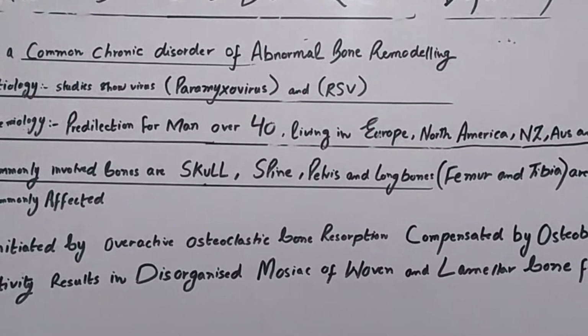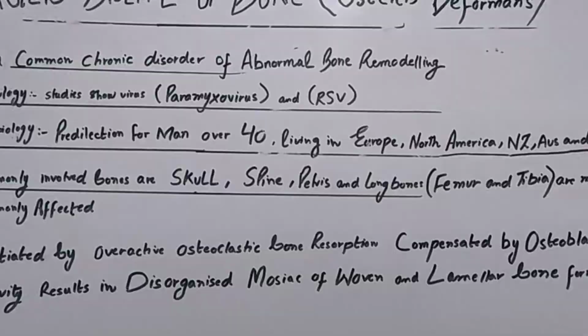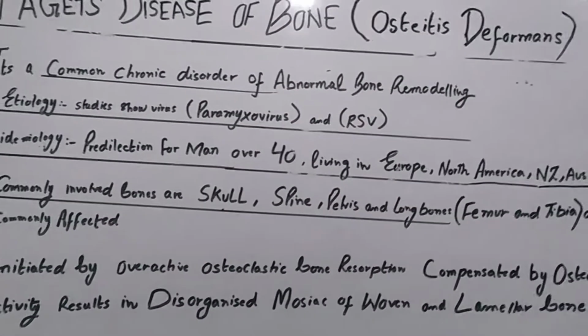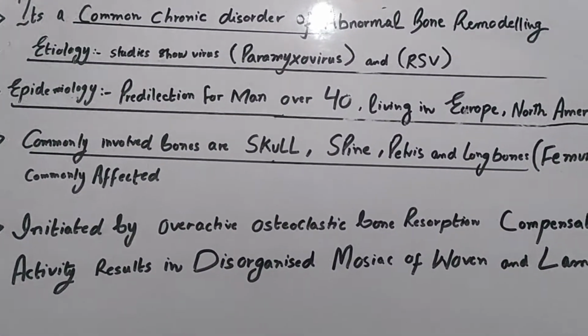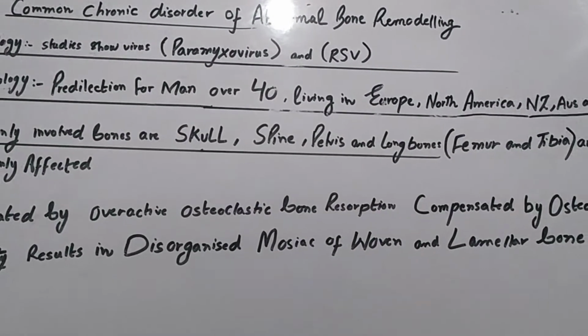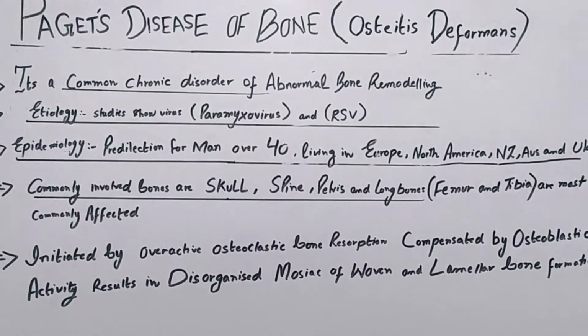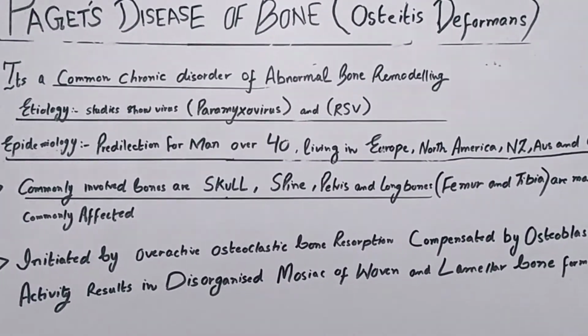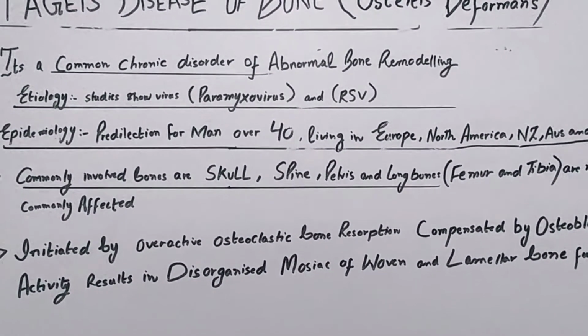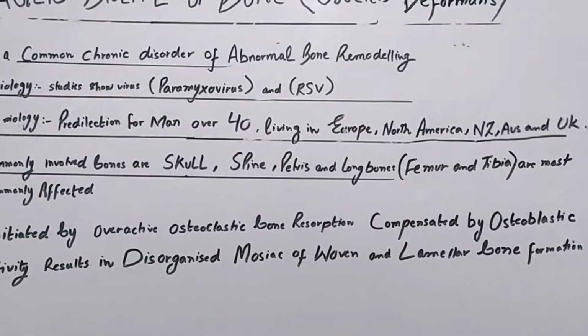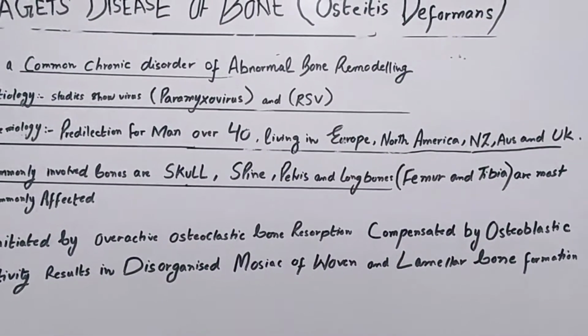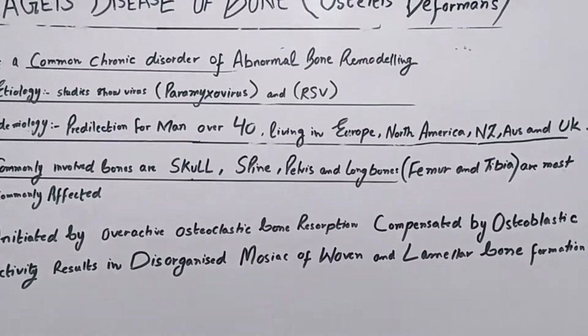Paget is the second most common bone disorder that affects elderly persons in the United States after osteoporosis. Studies show that the paramyxovirus is the causative agent, and in epidemiology, it has a predilection for men over 40 years living in Europe, North America, New Zealand, Australia, and UK.